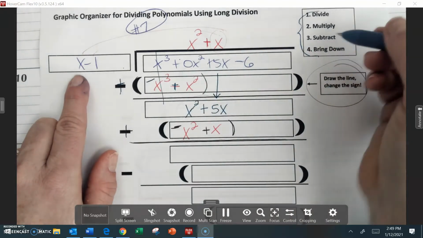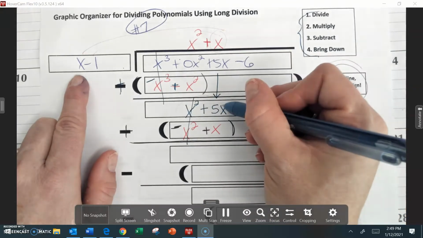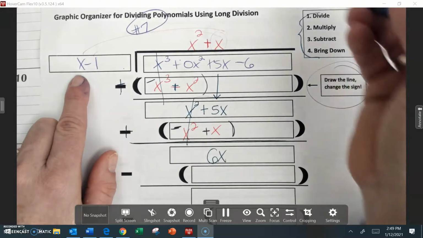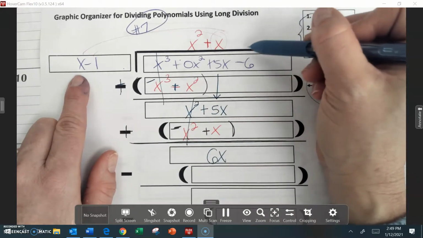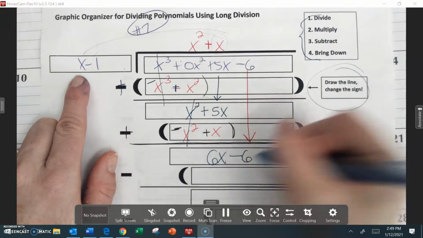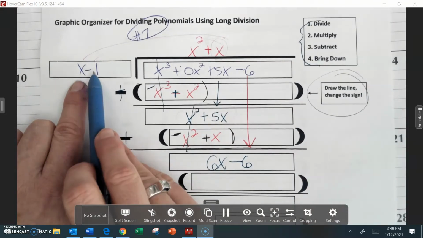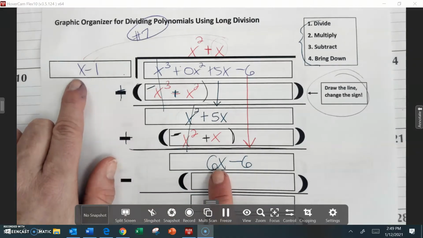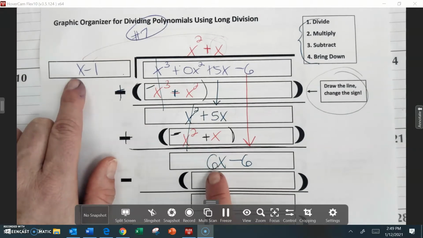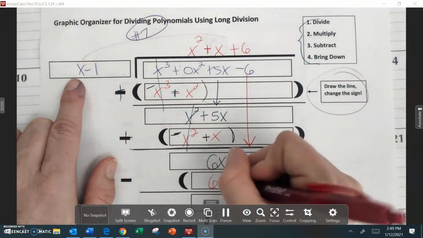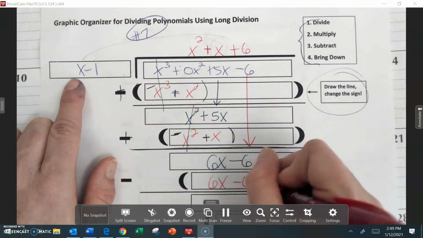So now we are going to subtract. These cancel, and 5x plus x is 6x. Now our last step, we know we're not done because we have this empty spot up here. So we need to bring down this negative 6. And we do it one more time. So ask yourself, how many times is the divisor going to go into 6x minus 6? Well, let's worry about the front terms. X times what is 6x? Well, x times 6 will give you 6x, so let's put a positive 6. 6 times x is 6x, and 6 times a negative 1 is minus 6.